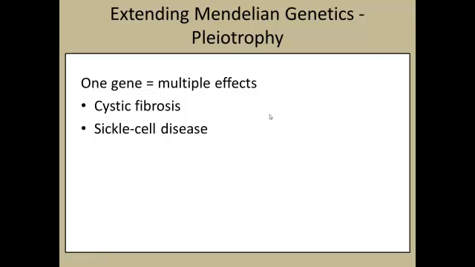It causes problems everywhere in the body that there is mucus. The lungs become clogged with mucus and the affected person has a hard time breathing. The intestines become clogged with mucus and the affected person has a hard time digesting their food, and so on. Sickle cell disease is another example.